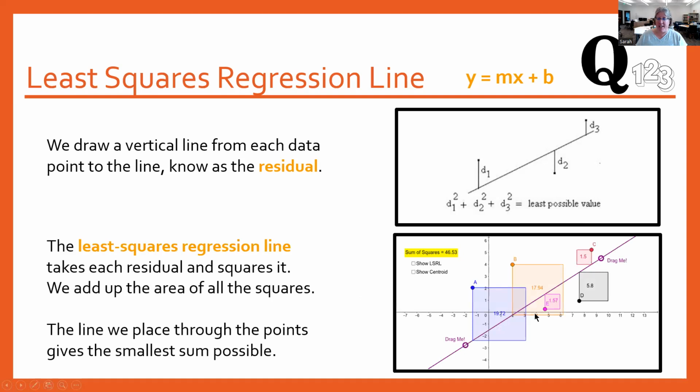Okay, so that's going to look like this picture here. You'll see that we have a point A. So there's our residual. If you look at A going straight down to the line, you'll notice that they turned it into a square. So that's that squared idea. And they did that for every single point that's on there. And so they get an area for all those squares and they add them up. And the idea is that you're putting the line in the spot that makes that total area the smallest possible. So that's where we're getting the least from, and that's where we're also getting the squares from in the name of that.